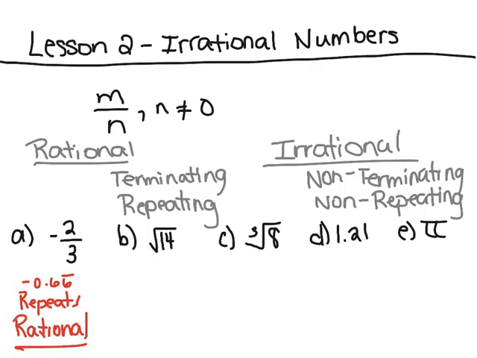For the next one, you take the square root of 14 and you get 3.7416, and you keep going on and on in your calculator. And it doesn't stop, so it's non-terminating. And it doesn't repeat, so it's non-repeating. So because it's both things, it's irrational.